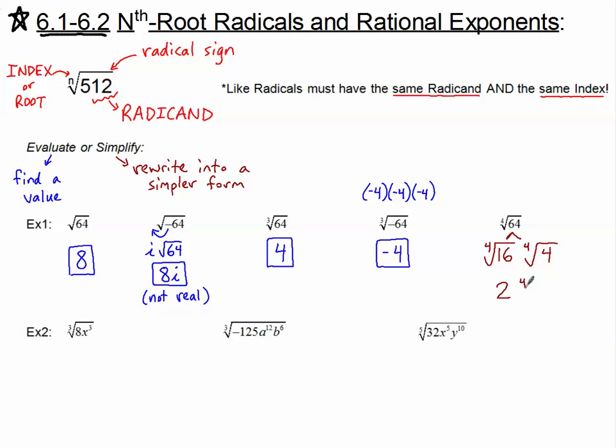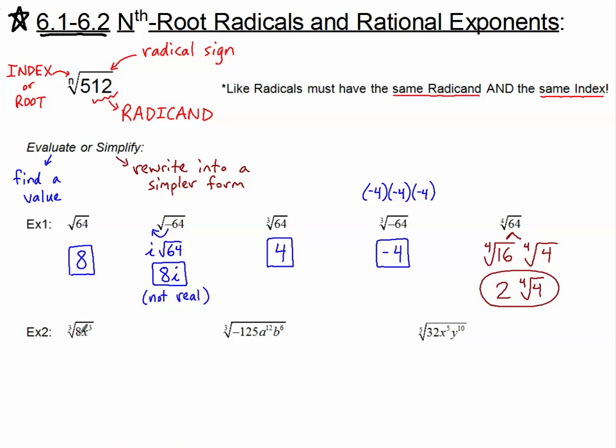And then the fourth root of 4 will just stay like that. So I can simplify this one. I can't evaluate it because, yes, this is a number, but it's really just in simplified form. Let's put some variables into it.